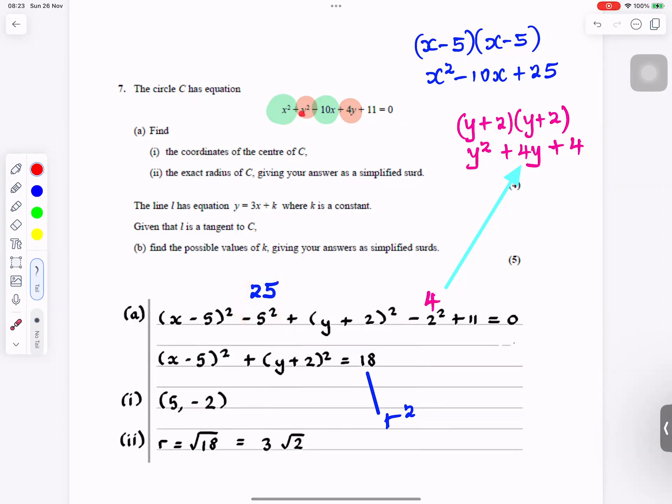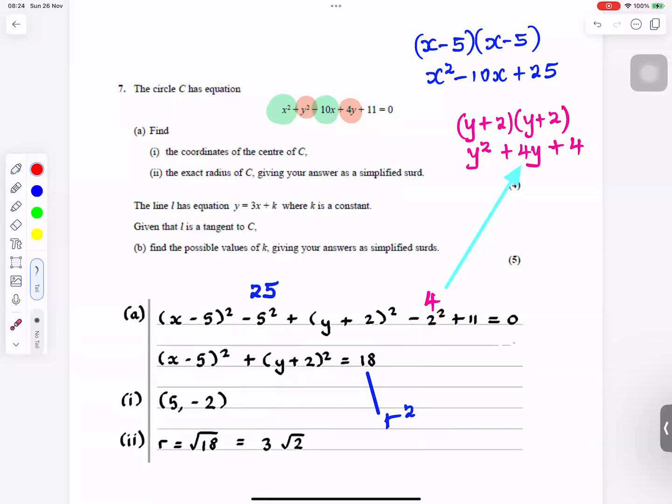We use the y part, y squared plus 4y. If we take half of 4, that is 2, and we expand y plus 2 times y plus 2, you get y squared plus 4y plus 4. You got the y squared, you got the 4y, then we got the plus 4, which is the excess. That's why we remove the plus 4.